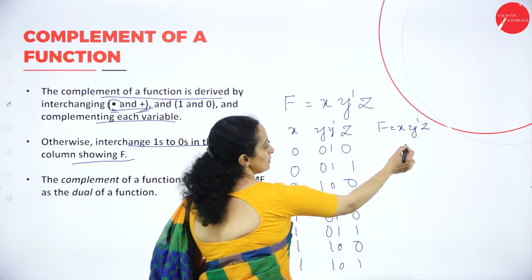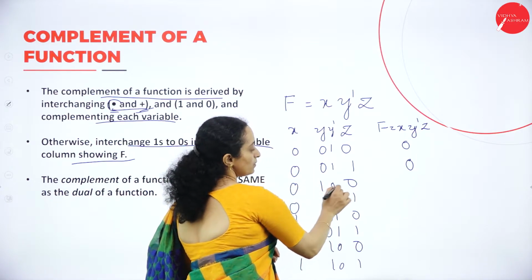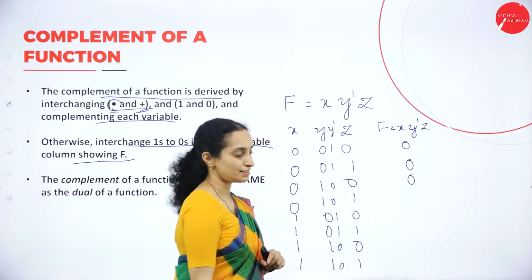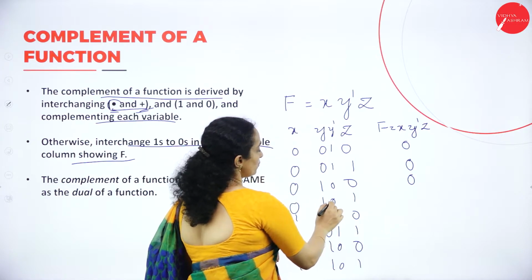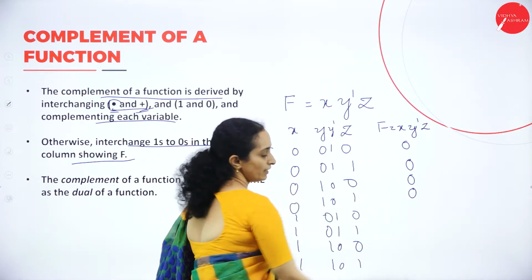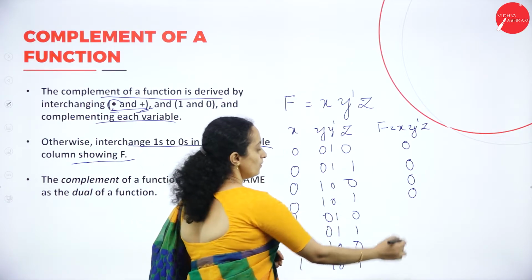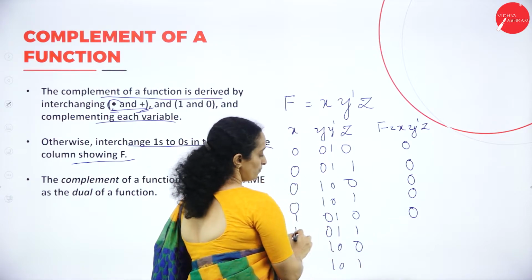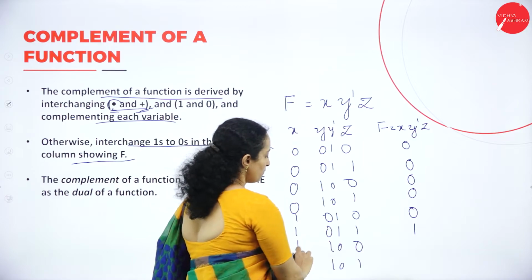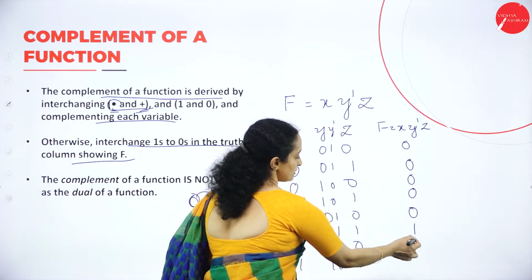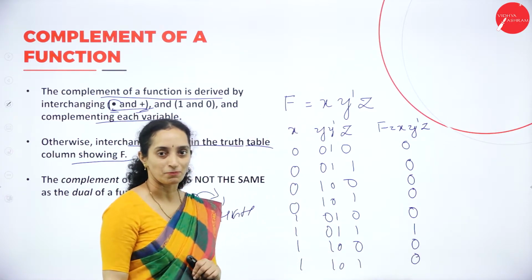0 into 1 into 0 will give you 0. 0 into 1 into 1 again 0. 0 into 0 into 0 again 0. 0 into 0 into 1 is again 0. Next comes 1, 1, 0, again 0, then 1, 1, 1, now it is 1, okay. 1, 0, 0 is 0, 1, 0, 1 is 0, okay.